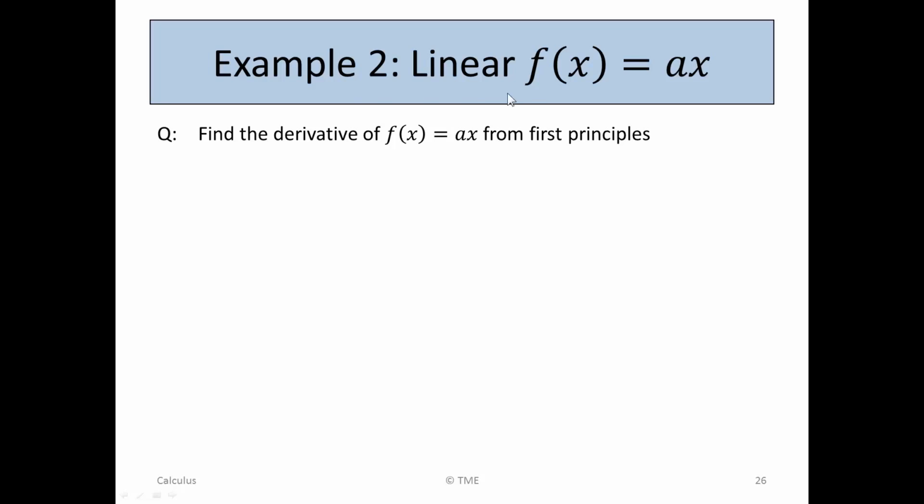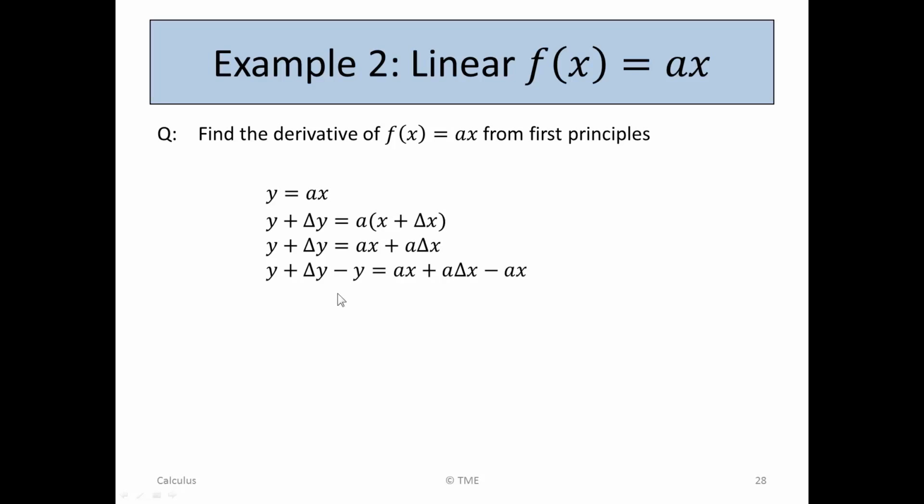Example 2. We now look at a linear function where f(x) is equal to ax. Find the derivative of f(x) equals ax. For example, f(x) is 3x, or f(x) is 7x. And we're going to do this from first principles. So y is equal to ax. The next line is to put y plus delta y, and everywhere we had our x, we now put x plus delta x. So instead of ax, we get a times (x plus delta x). Multiplying in, we get y plus delta y is ax plus a delta x.